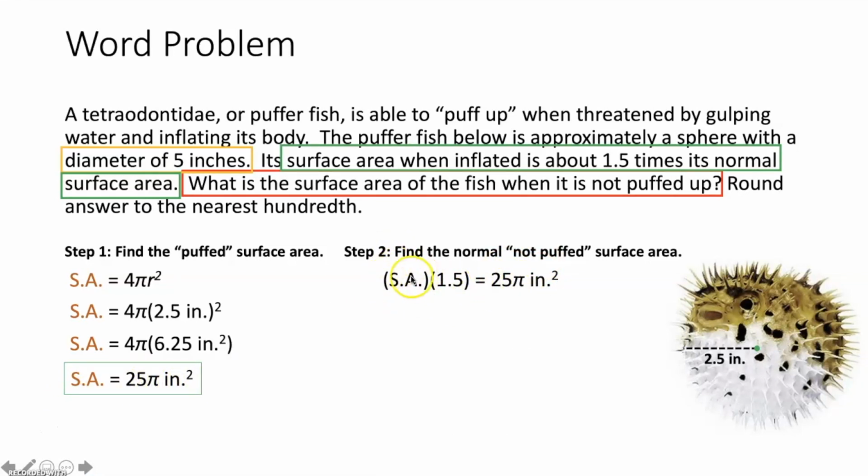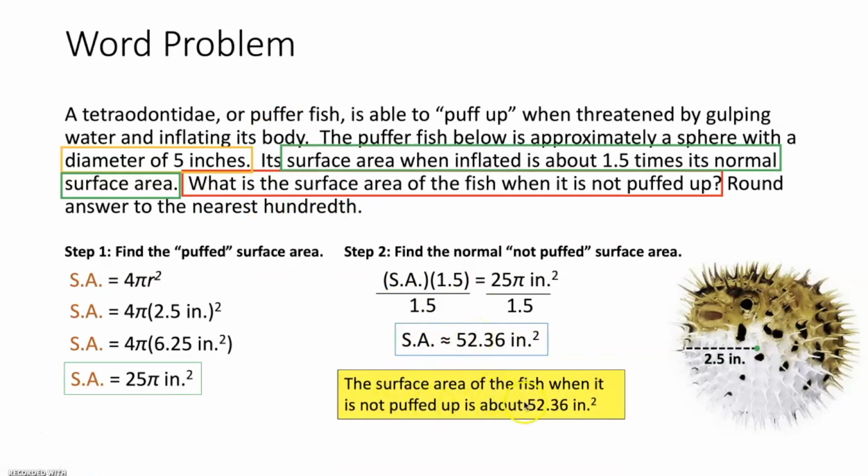So all I have to do to find the normal surface area of our pufferfish would be divide both sides here by 1.5. And I end up getting that the surface area of the not puffed up pufferfish, the normal surface area, is going to be approximately equal to 52.36 inches squared, or square inches, when I round to the nearest hundredth. Now again, please don't forget that this is a word problem, so don't just leave your answer as SA is approximately 52.36 inches squared. You need to answer the question. You need to say that the surface area of the fish when it is not puffed up is about 52.36 inches squared, or square inches.